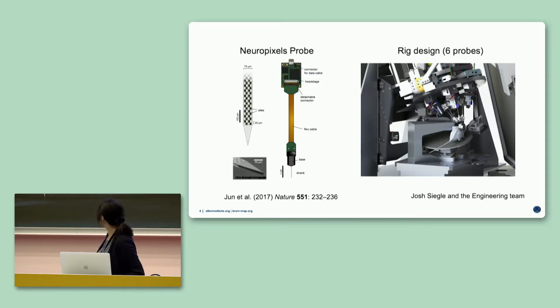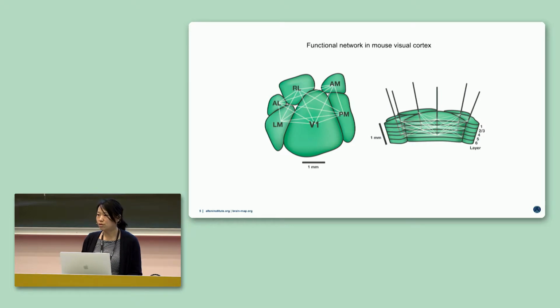We built a rig to record from 6 of these probes simultaneously, while the mouse is head fixed on the rig, free to run on a running wheel and watching visual stimuli. The 6 probes are inserted vertically through the 6 visual areas I introduced in the mouse connectivity diagram: V1 and the 5 higher visual areas surrounding it. Because it's a linear probe, this provides us a multi-area, multi-layer network.